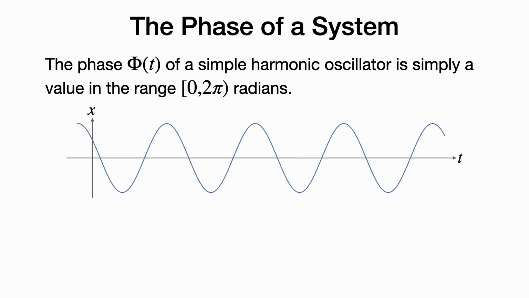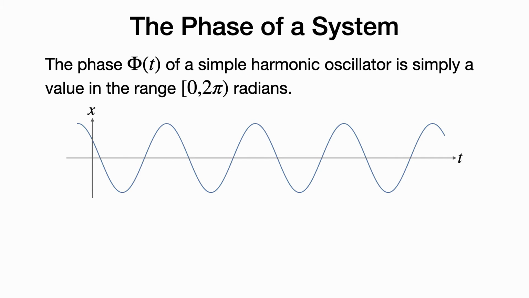Let's explore the phase of the system a little more deeply. The phase of a simple harmonic oscillator is simply a value in the range between 0 and 2 pi radians. This may seem a bit confusing since omega t plus phi can take on essentially any value depending on what value t has. If you want to plot the oscillations as a function of time, this is perfectly reasonable. But because the oscillations are periodic, describing the phase of the system in terms of this total phase does not make the phase of the system as clear as it can be.